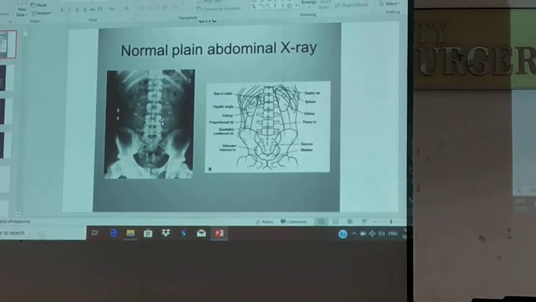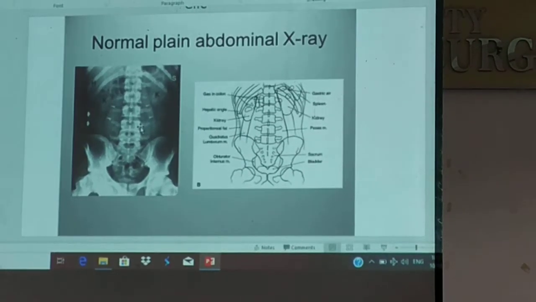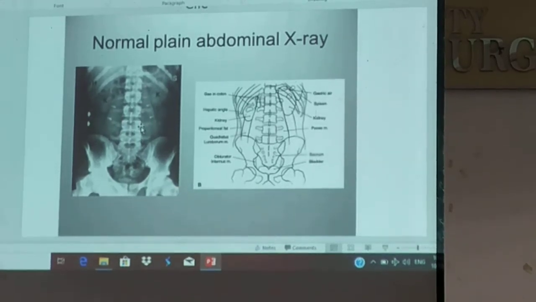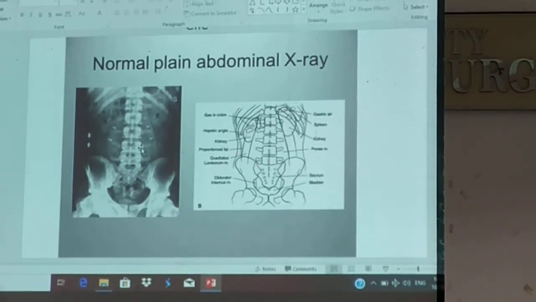Identify the examination being requested. Instead of saying flat plate of the abdomen or KUB, you put their abdominal X-ray. I consider that.